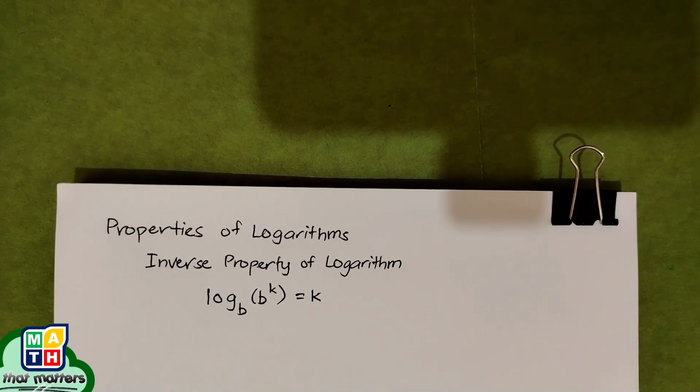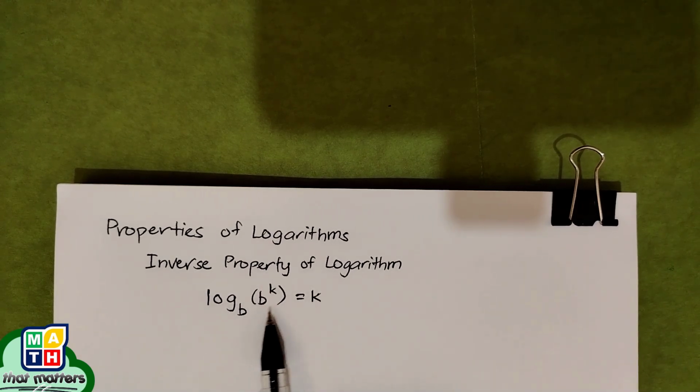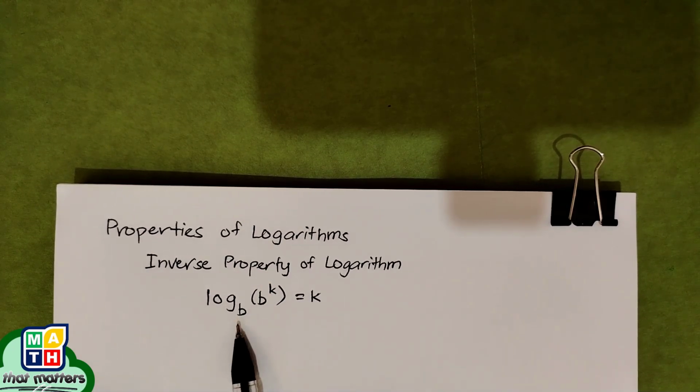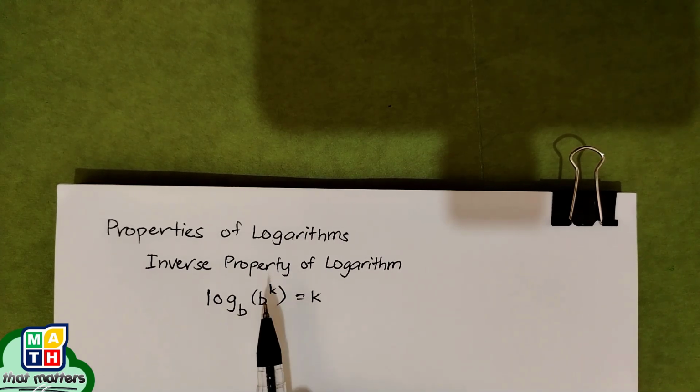We have here the inverse property of logarithm, which tells us that if we have the logarithm of a certain expression where we can express that expression as an exponentiation having the same base b, it's just equal to the exponent of the said exponentiation.